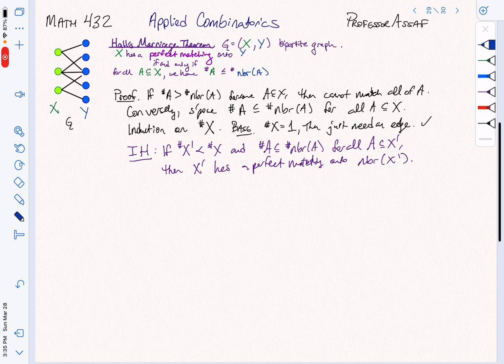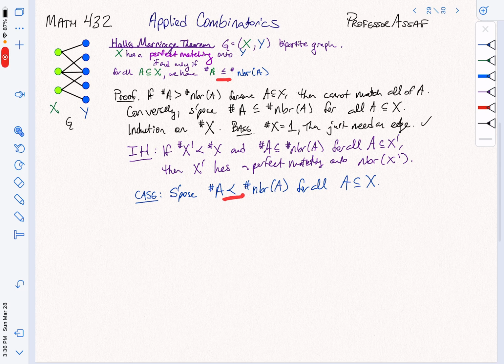Okay, so let's go with it. We're going to have two cases. Case one is sort of a case that never really comes up, but it does come up in the example that we have. So I guess so much for never. It's going to be the easiest case. Let's suppose that the size of A is strictly less than the number of neighbors of A for all A that are subsets of X. Hall's marriage theorem just has this weak inequality, less than or equal to, and I'm saying suppose it's actually strict all the time.